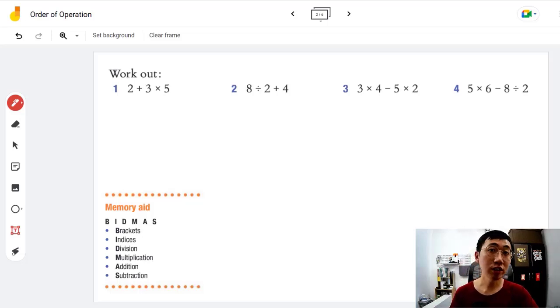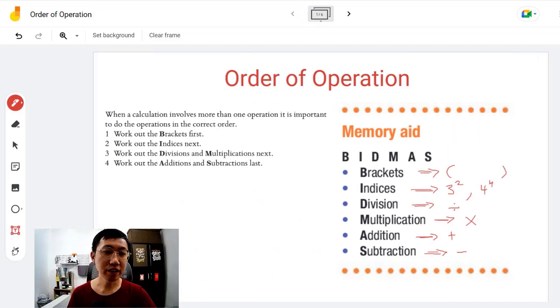So today we're going to learn order of operations. If you look at a question laid out for you, 1, 2, 3, 4, you will see a lot of multiplication, divide, plus, minus, and even brackets. So how are we supposed to solve this? We're going to use what we call BIDMAS. Okay, so let's go through the memorizing part first.